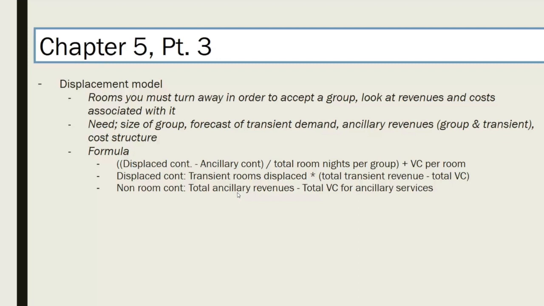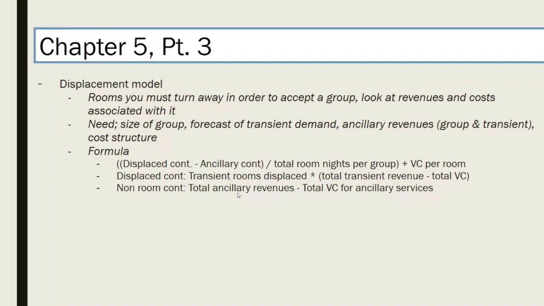In order to do this, you need to have a good forecast of the transient demand. You must have the expected size of the group. You must know the transient rates well. You must have them settled and correctly put. And you must look at the ancillary revenues, so non-rooms revenue.